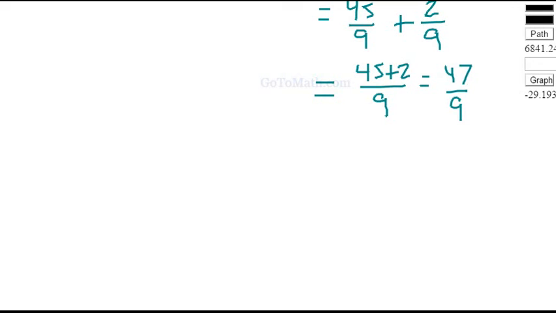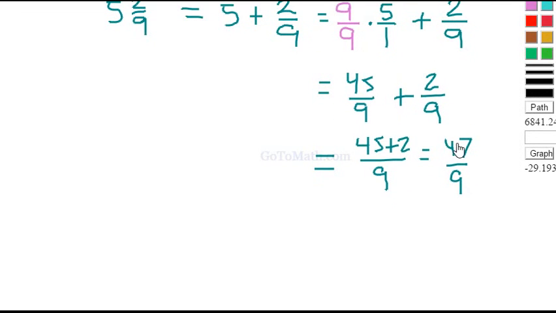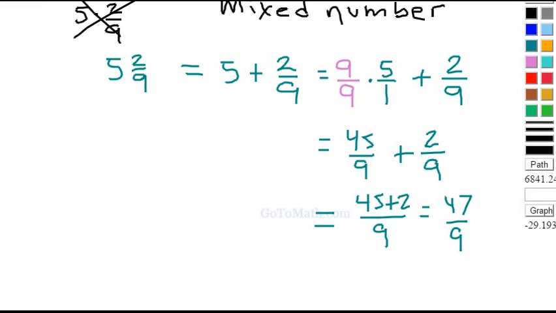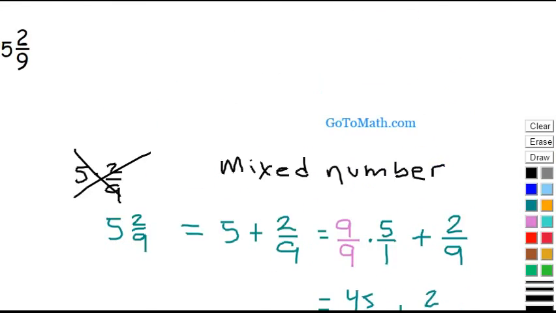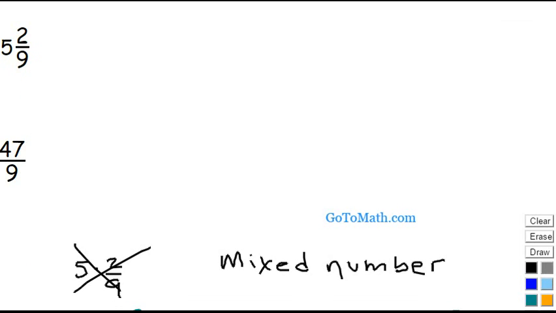Now, this is something I should have talked about earlier but never did. Okay, proper, denominator is greater than the numerator. Improper, and this is an improper fraction, as you can see. All right, we went from mixed number to improper fraction. Okay, we're going to throw that in there. Anyway, 47 over 9, and hopefully that's it, and it is.